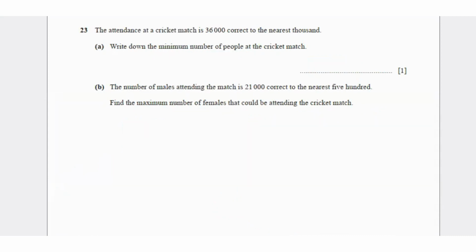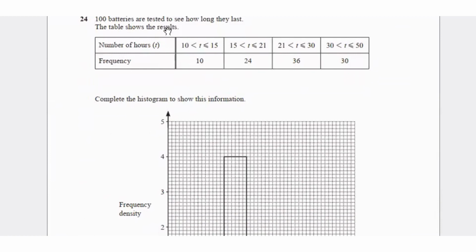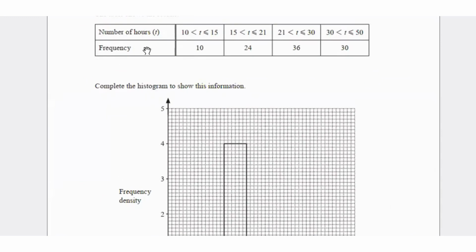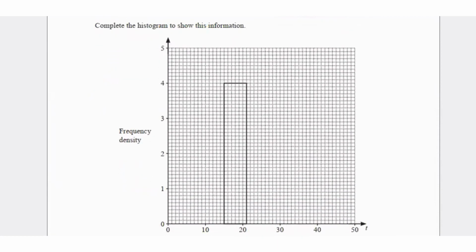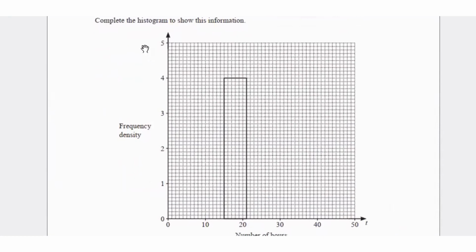Then question 24 is saying 100 batteries are tested to see how long they last. The table shows the results. So we have this table of number of hours and the corresponding frequency. And we have a histogram and they have made one bar for us, so we have to make the rest. If you can see, on the y-axis we have the frequency density, and on the x-axis we have the number of hours.